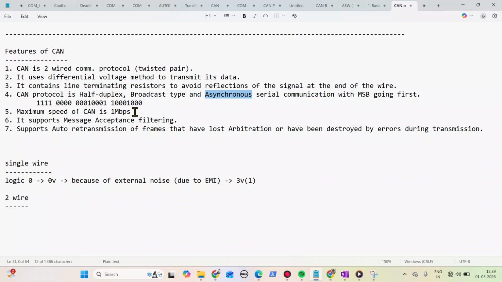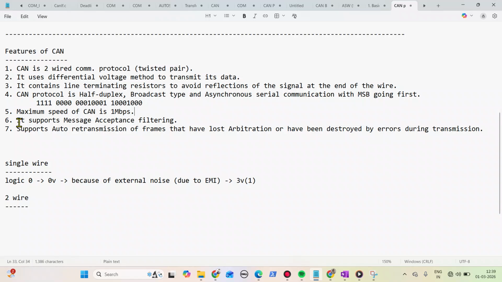This means in 1 second our CAN protocol can transmit 10 power 6 bits. Okay, so this is the maximum speed. Basically in industry, companies use either 500 kbps or 250 kbps depending on their requirement.